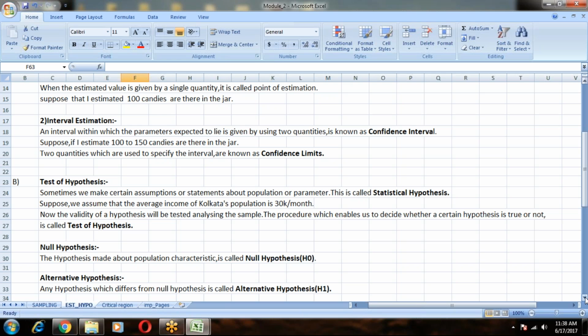It's always better to have interval estimation, because suppose you give only one value, 25K, and someone gets 27K, so the probability of error with point estimation is high. But if you give a range, 25K to 35K, the probability of getting the correct answer is high. So the probability of making a mistake is less in interval estimation. This much you should know from the estimation part.